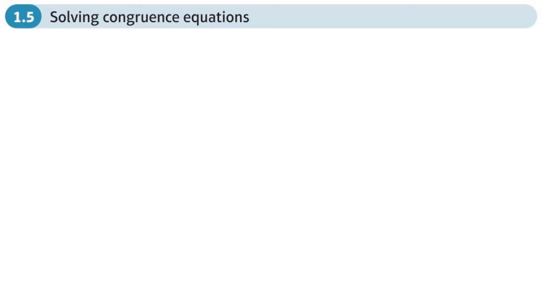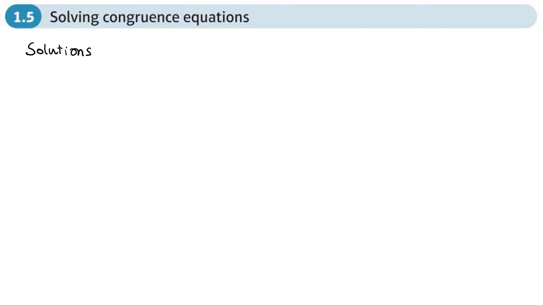This is the fifth section of chapter 1 on number theory, and this is on solving congruence equations. Now, in some ways they're similar to normal equations, and there are some differences as well. The first thing to note is about the number of solutions.